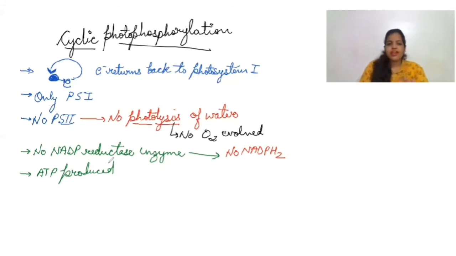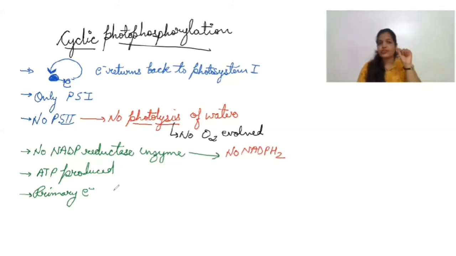Okay, other than ATP, no NADPH2, no oxygen evolution, nothing. Now, one more important point asked in different exams a number of times: the primary electron acceptor. Who is the primary electron acceptor? Of course, I will show you the complete cyclic photophosphorylation, but I want you to remember this primary electron acceptor separately so that you won't get confused when you are writing the exam.